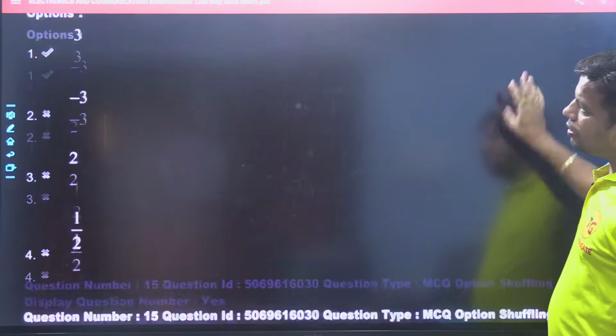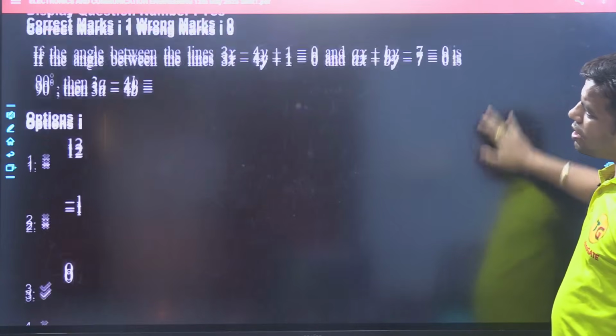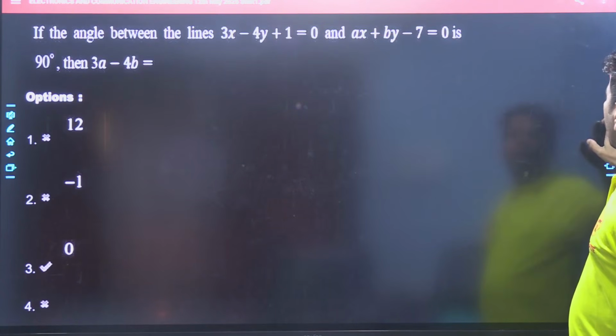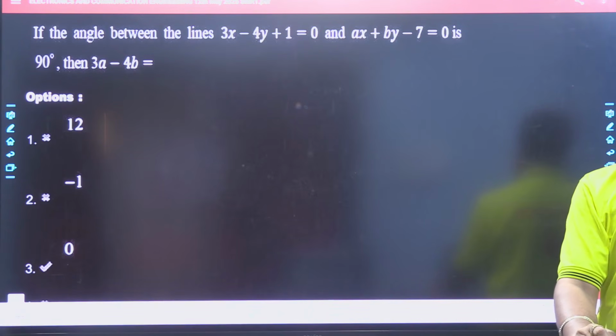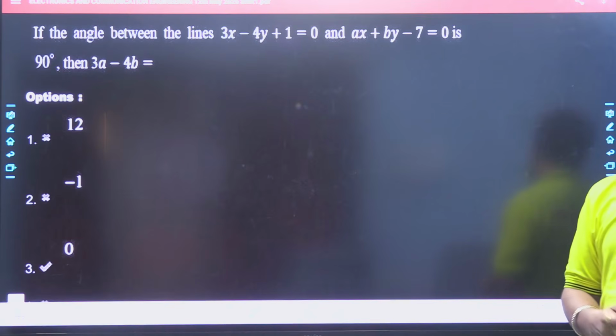Let's move to the next question, question number 15. If the angle between the lines is 90 degrees, then we need to compute the value of 3a minus 4b. Okay.